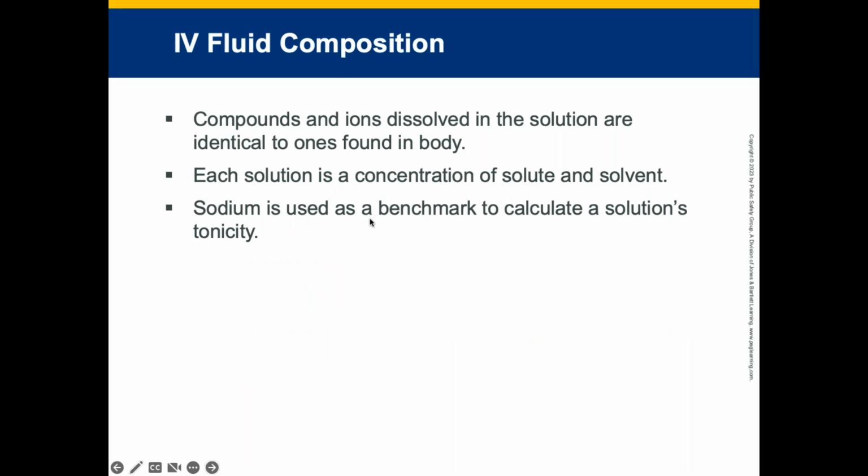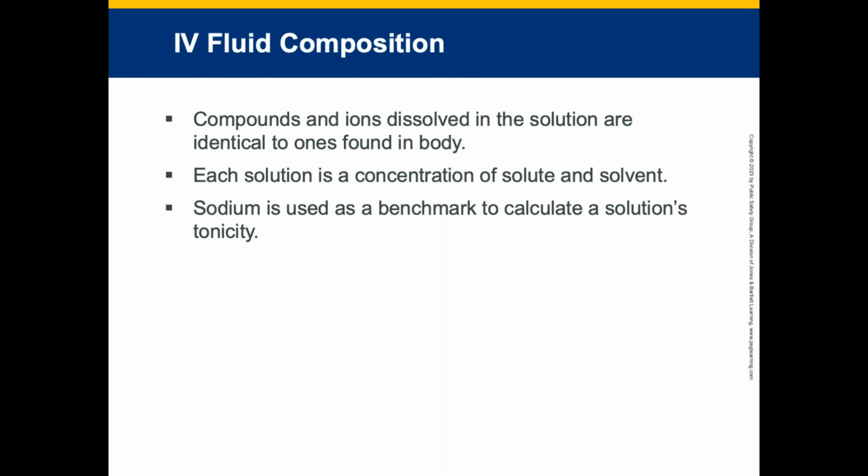So IV fluid composition. We'll go over a couple more of these here, then we'll take a break. Our compounds and ions dissolved within the solution are identical to the ones that are found in the body. Each solution is a concentration of a solute and a solvent. So sodium is used as a benchmark to calculate a solution's tonicity. Concentration of sodium in the cells of the body is approximately 0.9%. A common IV fluid is normal saline, which is 0.9%, which is your isotonic solution.